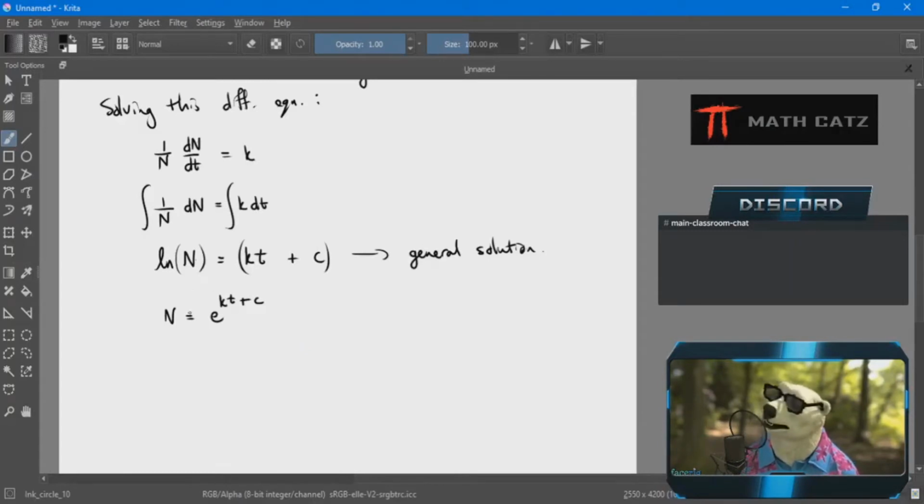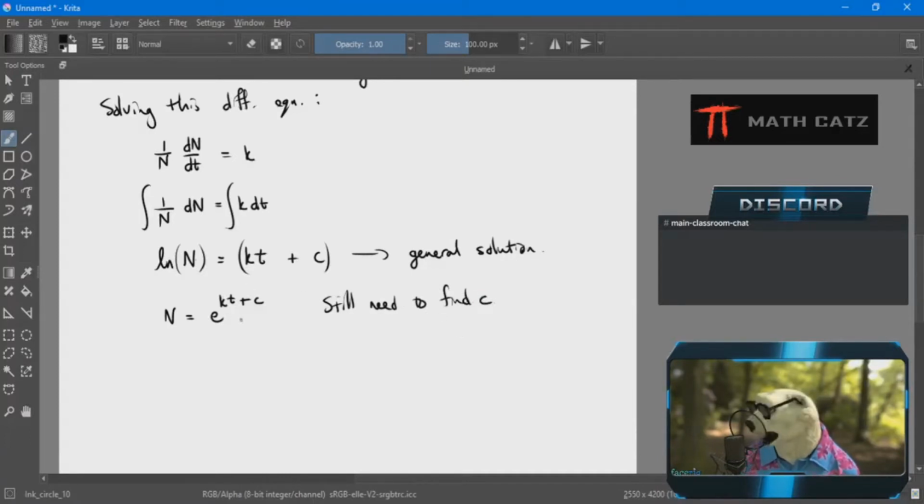So it's very important to understand what these constants are. K is my growth constant, a part of the original problem, and C is my integration constant that comes out of the solving of the differential equation. So I need to use my initial condition to find the value of C. So we still need to find C.